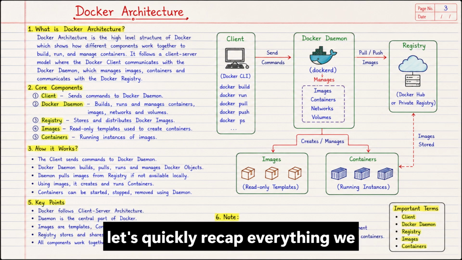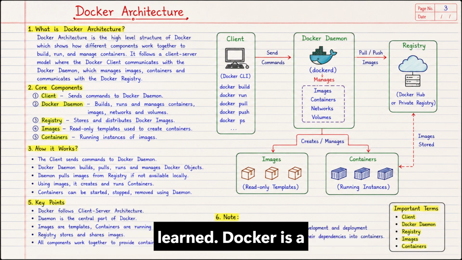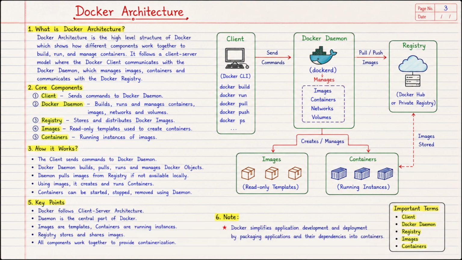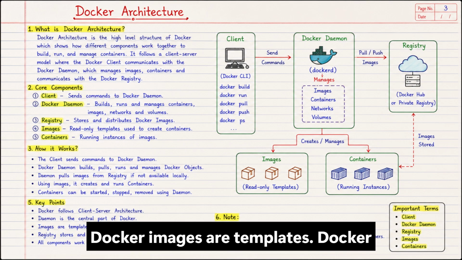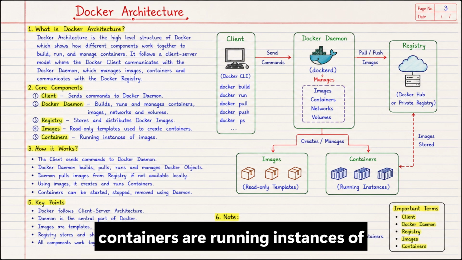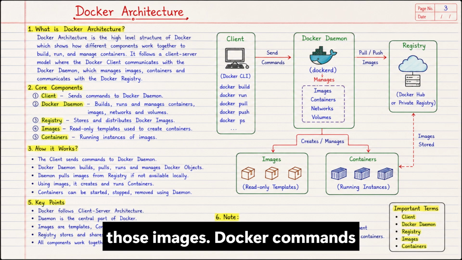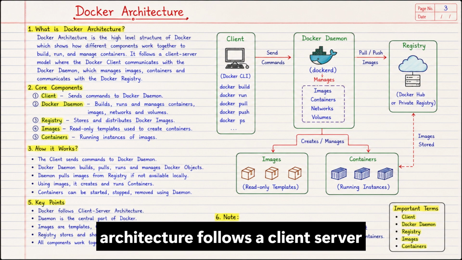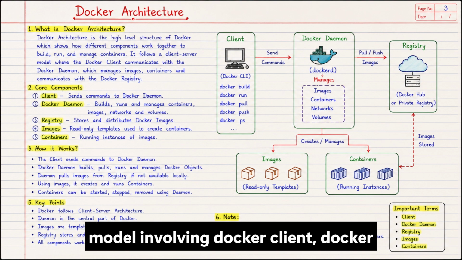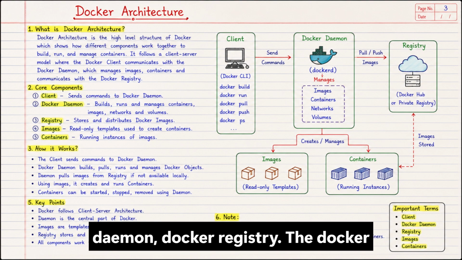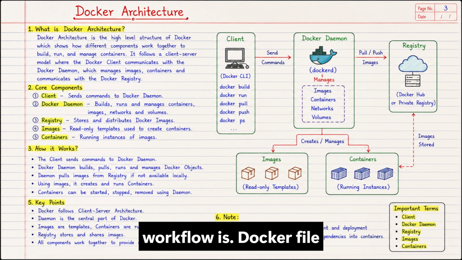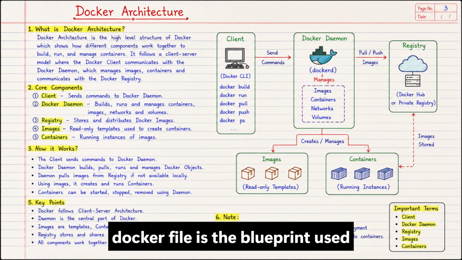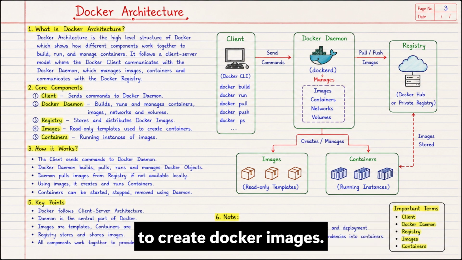So let's quickly recap everything we learned. Docker is a containerization platform that packages applications and dependencies together. Docker images are templates. Docker containers are running instances of those images. Docker commands help us build, run, inspect, and manage containers. Docker architecture follows a client-server model involving Docker client, Docker daemon, Docker registry. The Docker workflow is Dockerfile, image, container, running application. And Dockerfile is the blueprint used to create Docker images.